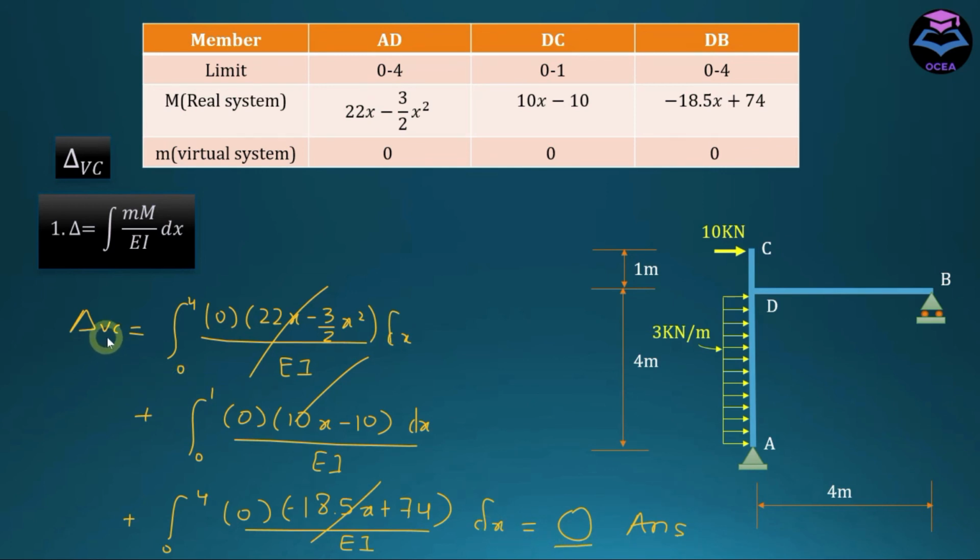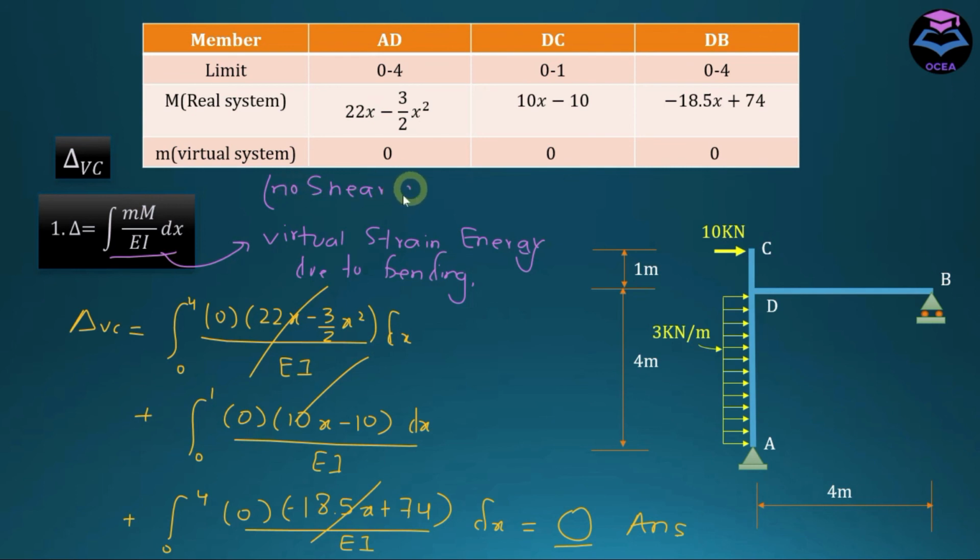The vertical deflection at point C is coming out to be equal to 0. And also observe that this term on the right hand side is the virtual strain energy due to bending. It means that it does not incorporate or take into consideration shear or axial effects.